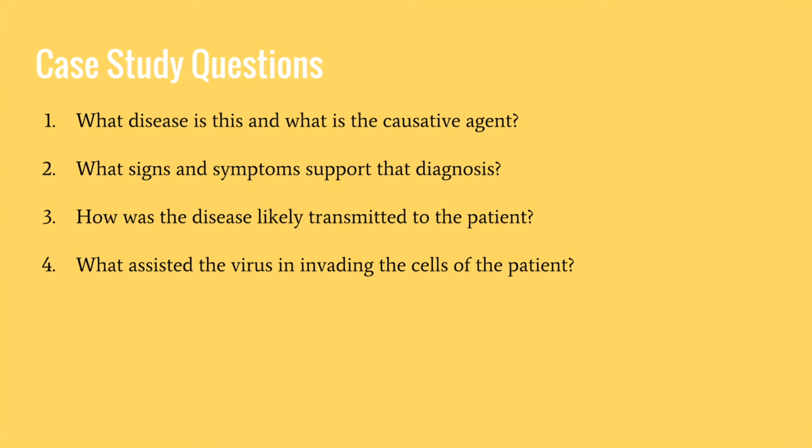The disease was likely transmitted to the patient by the vector of a mosquito bite when he was in the Congo for his work. And for what assisted the virus in invading the cells of the patient, the macromolecules on the surface of the virus and the E protein helped the virus bind to and deliver its genetic material into the host cells of the patient.